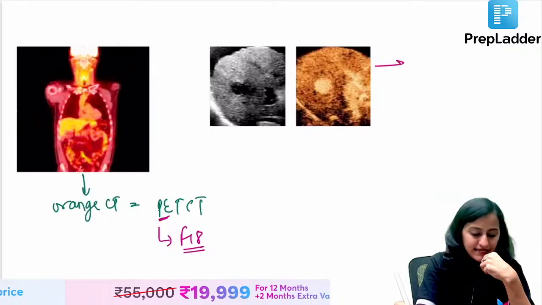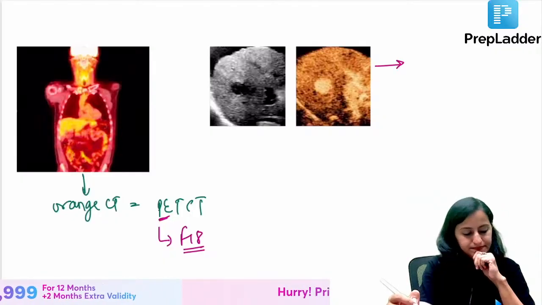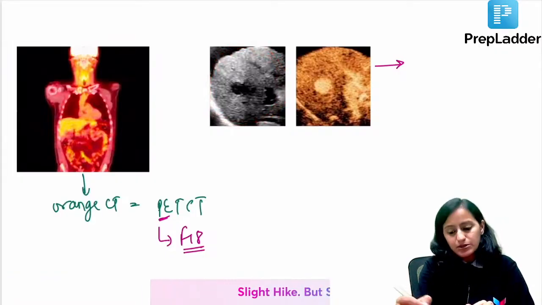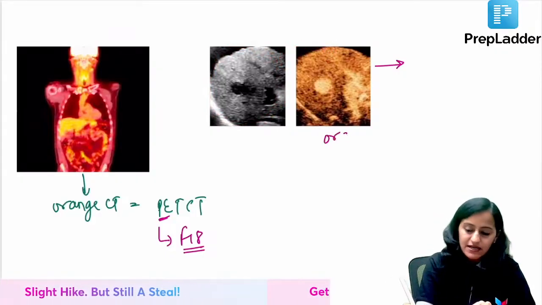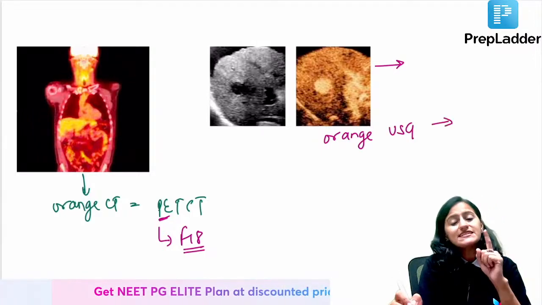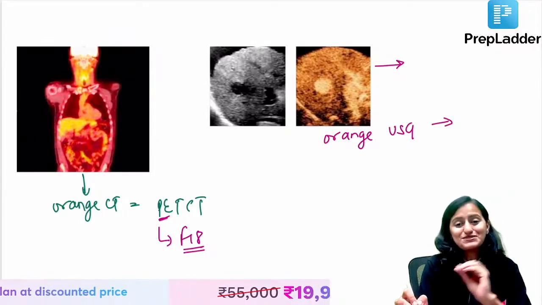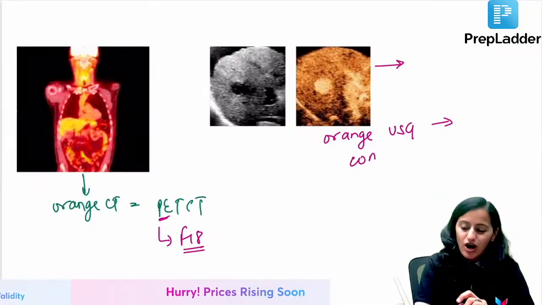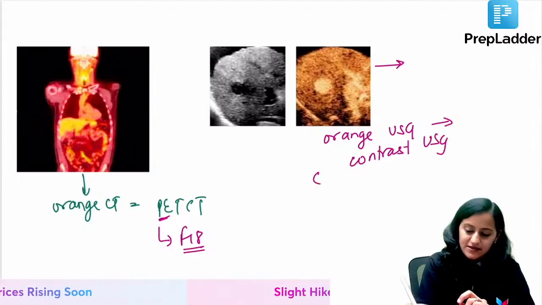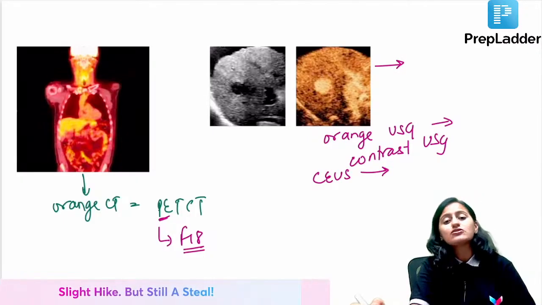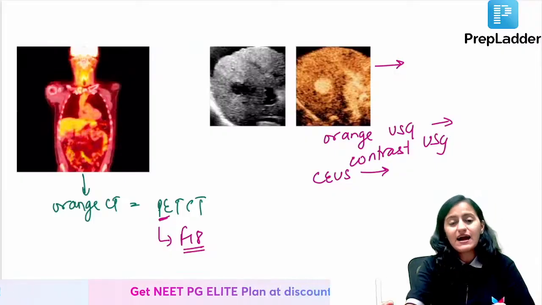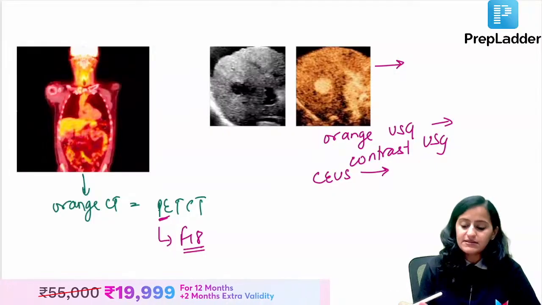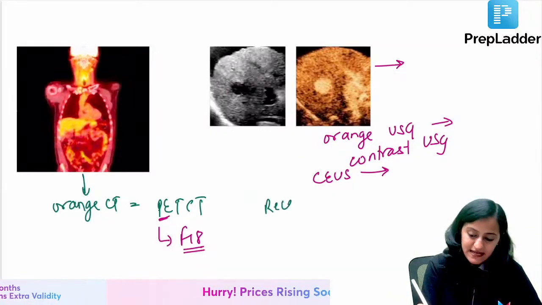What is this image here, guys? What is the next image here? Now, this is the routine black and white ultrasound. Along with that, you are seeing an orange colored ultrasound image. So, orange CT is PET CT. Orange USG is not PET USG. What is the orange USG? Very good. It is a contrast USG. Okay, it is a contrast enhanced ultrasound. So remember, the orange colored ultrasound is a contrast enhanced ultrasound, one of your recent INI-CET exam questions.